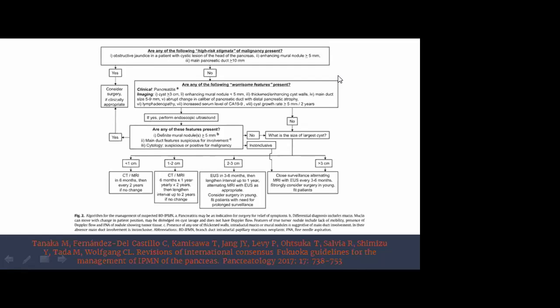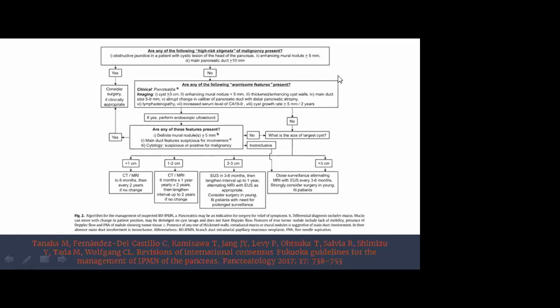If the size of the largest cyst is between 1 to 2 centimeters, then surveillance CT or MRI MRCP is done at 6 month intervals for 1 year, then yearly for 2 years, and then further interval depends on the changes. If there is no further change, the interval can be continued at 2 year intervals. If the size is between 2 to 3 centimeters, then EUS is recommended at 3 to 6 months interval, then lengthening the interval up to 1 year, alternating with MRI.